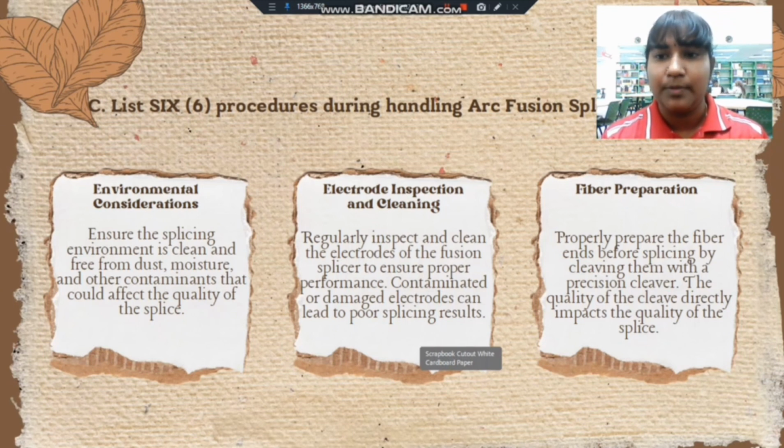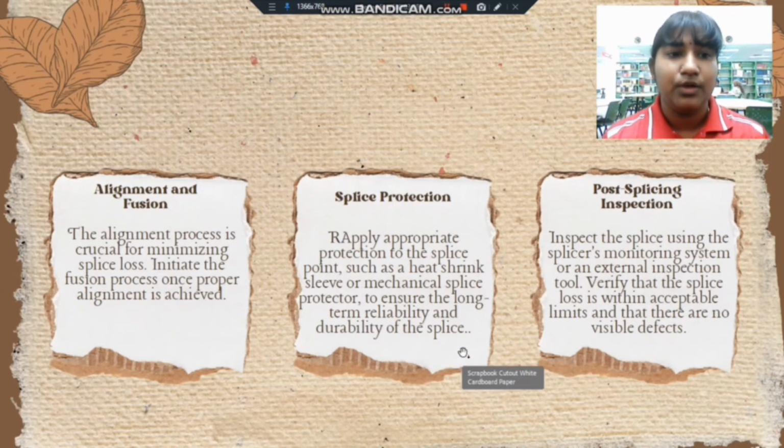And the third one is fiber preparation. Properly prepare the fiber ends before splicing by cleaving them with a precision cleaver. The quality of the cleave directly impacts the quality of the splice. And the fourth one is alignment and fusion. The alignment process is crucial to minimizing splice loss, followed by the fusion process once proper alignment is achieved.